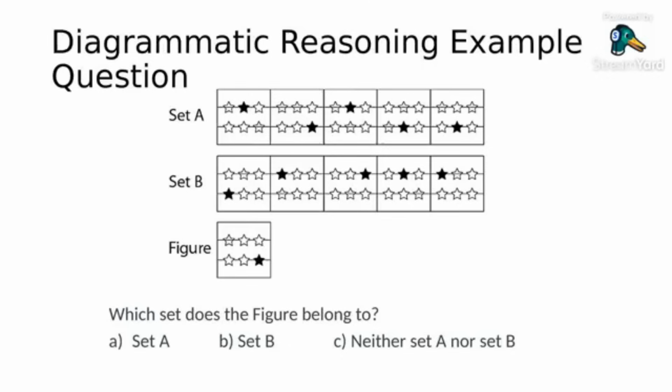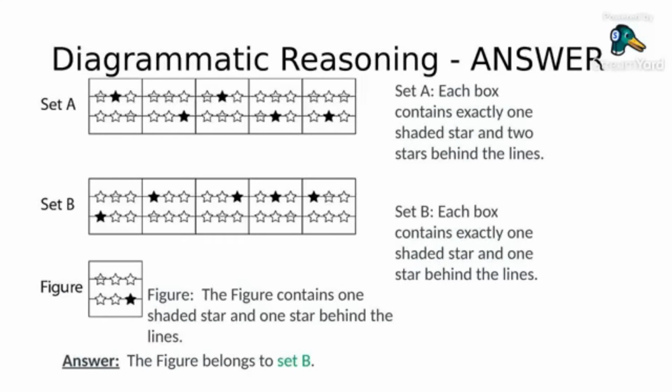O sige, balik muna tayo dito. Okay. So, actually, the answer is the figure that was given belongs to set B. Bakit? For set A, each box contains exactly 1 shaded star and then 2 stars that is behind the line.